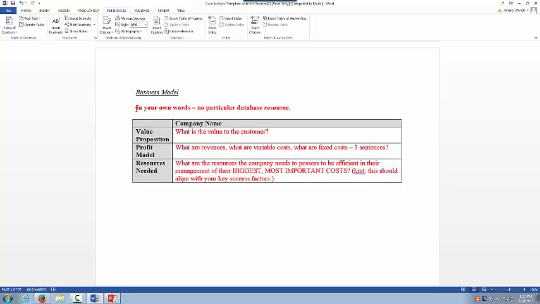So you're going to say, revenues come predominantly from X, period, space, next line. Variable costs are more or less X, Y, and Z, period. Space, next line. Fixed costs are more or less A, B, and C, period. And then you're going to tell me the resources needed to achieve that value proposition and those costs and revenues.